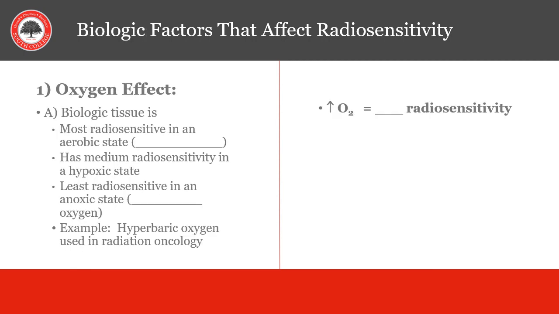Now, there are also biologic factors that affect radiosensitivity. The first factor is looking at oxygen. There are 2 parts to oxygen. I've got them written down as A and B. So A is on this slide, B will be on the next one.